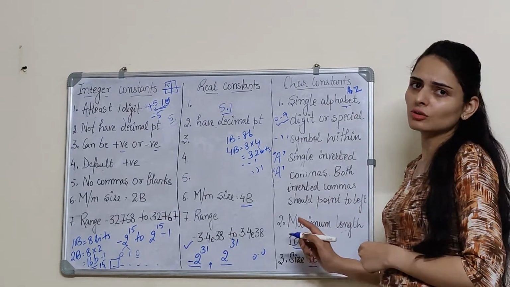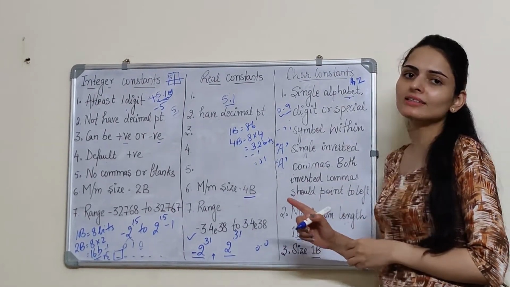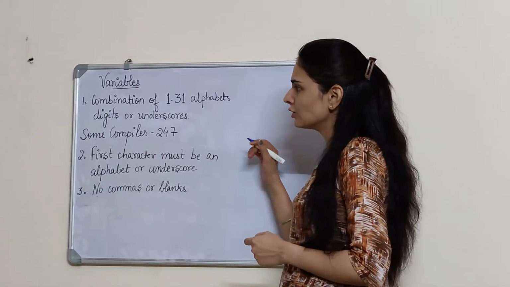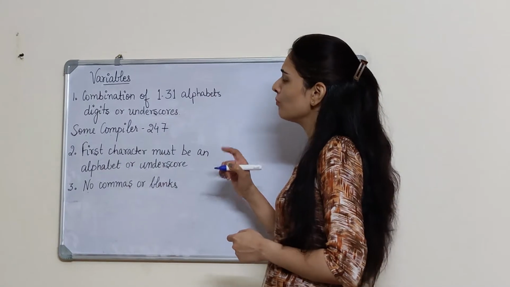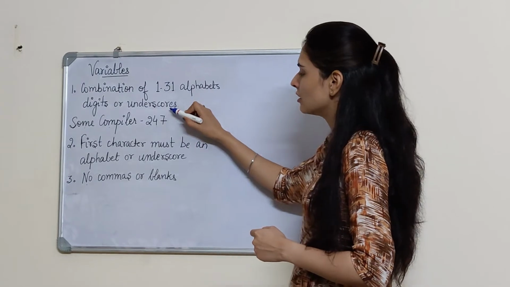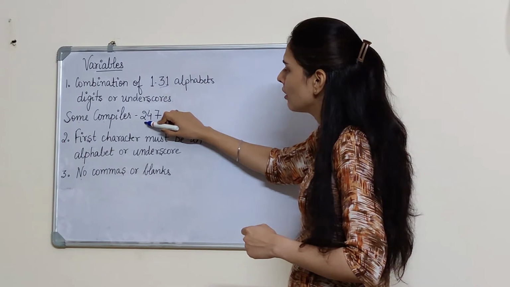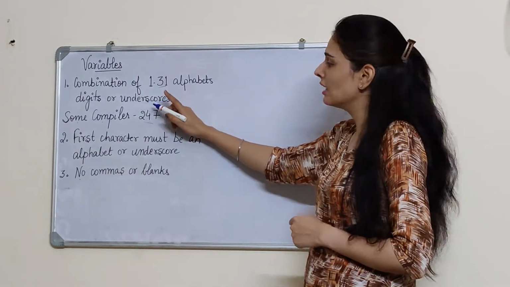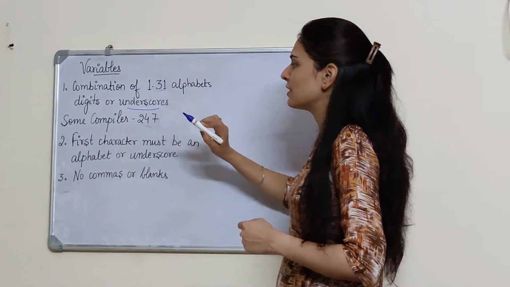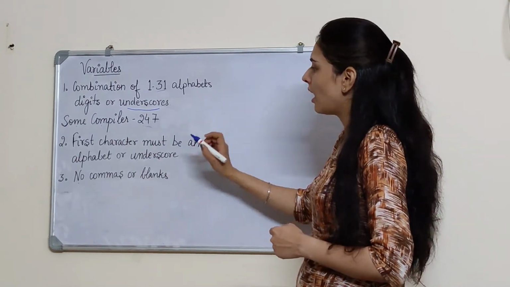So these were all the rules of constants. Now we'll have a look at the rules of variables. Now let's have a look at all the rules that the variable name should follow. Very first rule is that it is the combination of alphabets, digits or underscores, and how many characters can be there within that combination? Either 31 or 247 depending on the compiler. Now one more thing is there, that only underscore is the special symbol that is allowed within the variable name and no other special symbol than underscore.